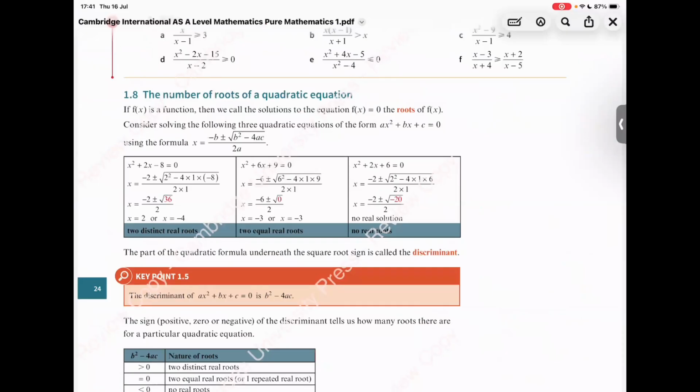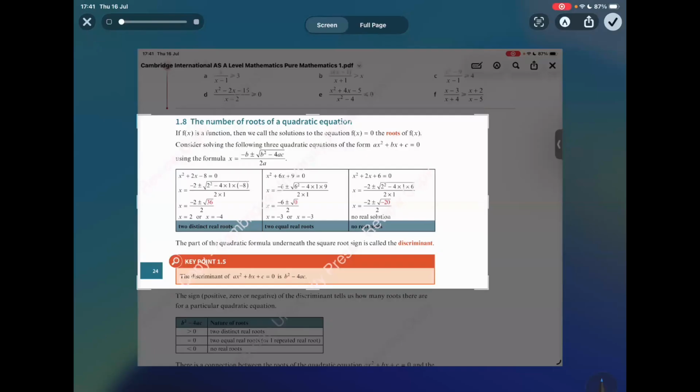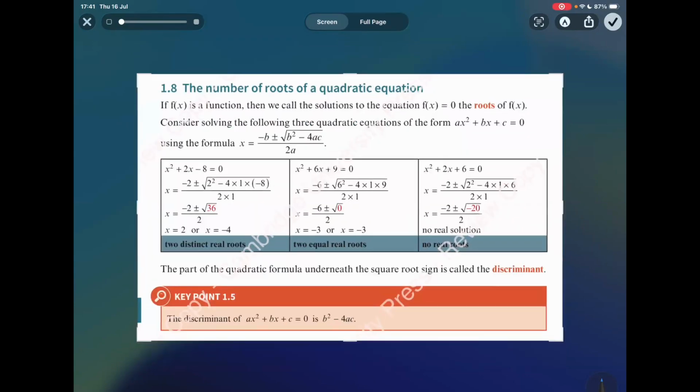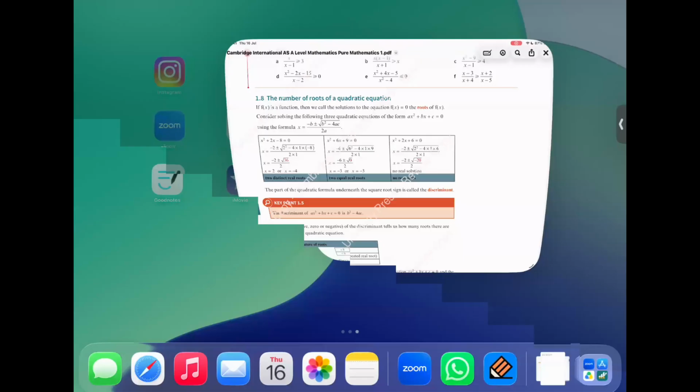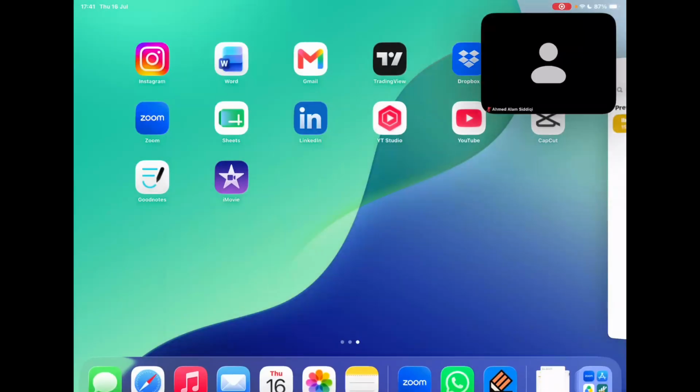Number of roots of a quadratic equation. Okay. When we talk about number of roots, what do we really mean with this? You see, your quadratic equation is intersecting with the x-axis, right? Or the points where it cuts the x-axis, those are known as roots. What are roots? Points where any quadratic curve intersects the x-axis are known as the roots.